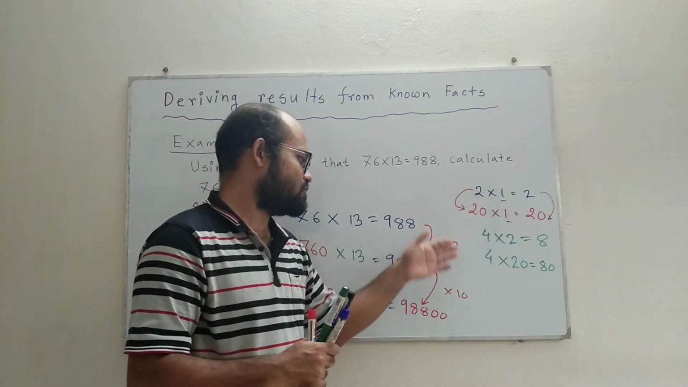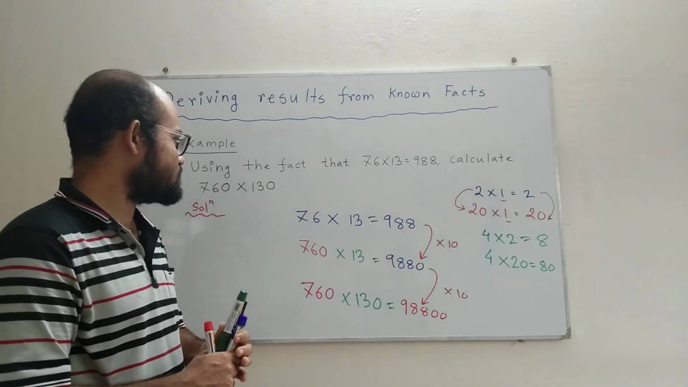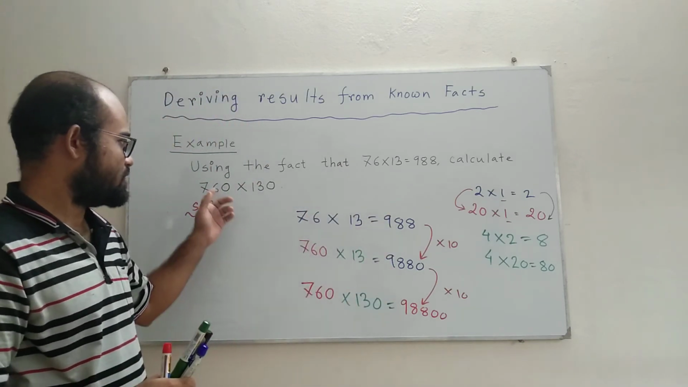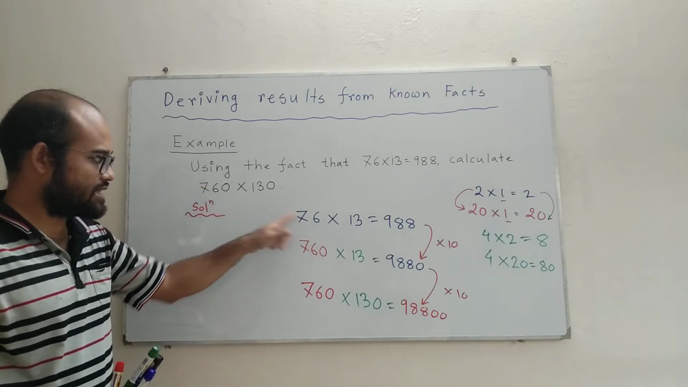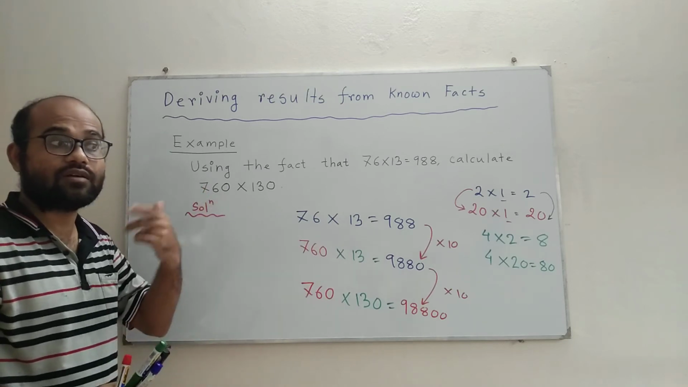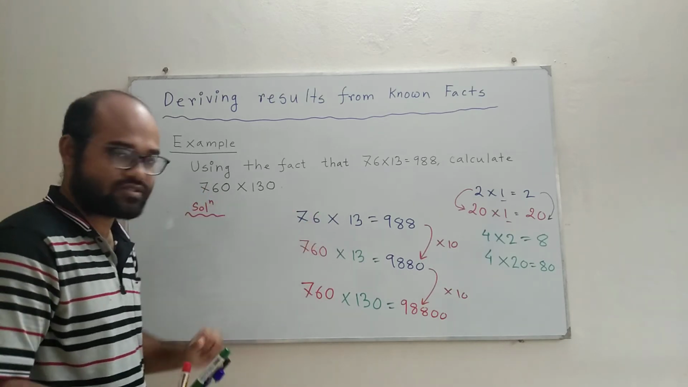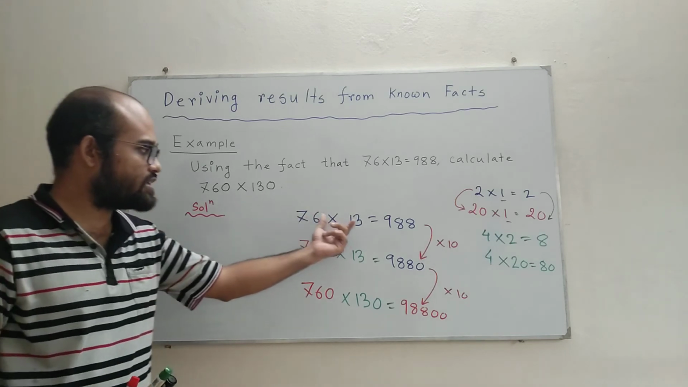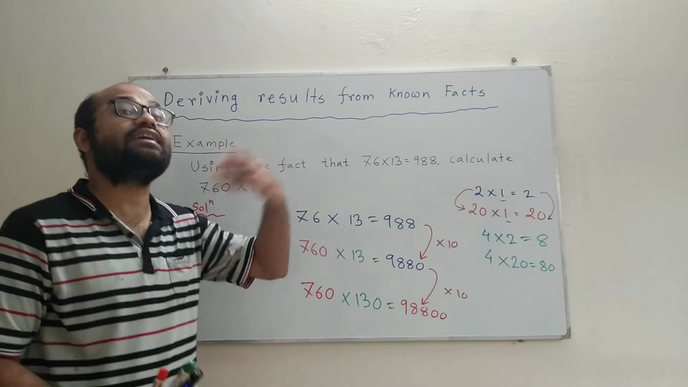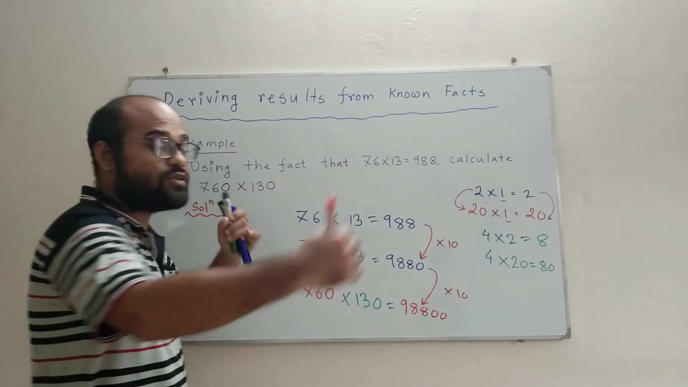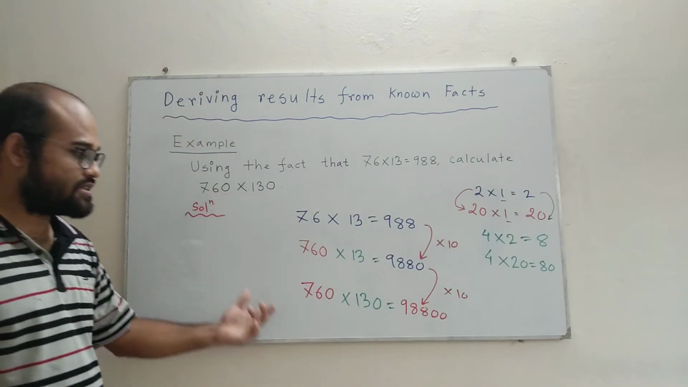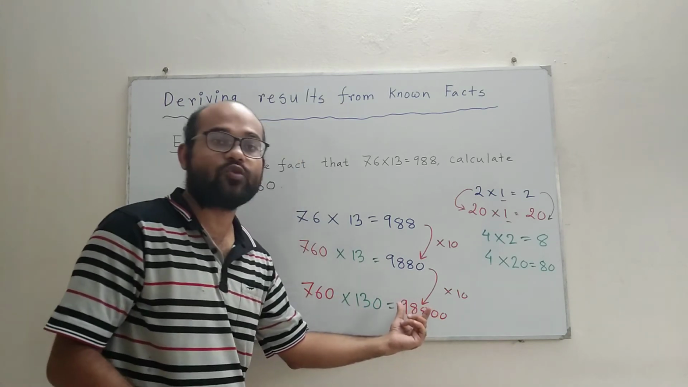Now, this problem I have solved in 2 steps, but you can also now solve it in 1 step. What is it? You see, from 76, I have got 760. So, I have increased the multiplicand how many times? 10 times. Similarly, from 13, I have got 130. I have increased the multiplier again by 10 times. So, the cumulative effect of these 2 tenfold increases means I have to increase my product how many times?